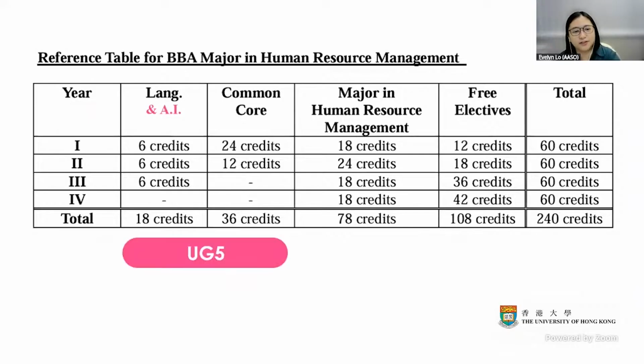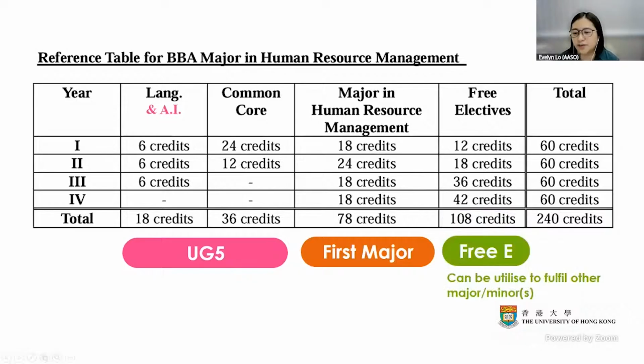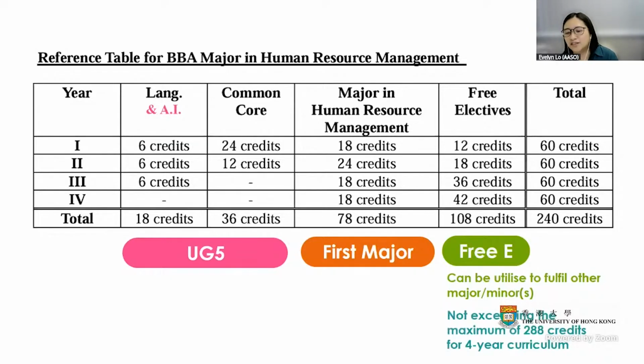So again, let's look at the BBA HRM curriculum. For the UG5, the AI, the language, and common core, you have to do 54 credits. And then your first major is 78 credits. So 18 plus 36 plus 78 plus 108 is 240, right? So this leftover 108 credits is the free electives. You could use these free electives to fulfill another major or minor. It doesn't have to be in your faculty; it could be from your faculty too. And you could do more than 108 as long as you don't exceed the maximum of 288 for a 4-year curriculum, and 360 for a 5-year curriculum.